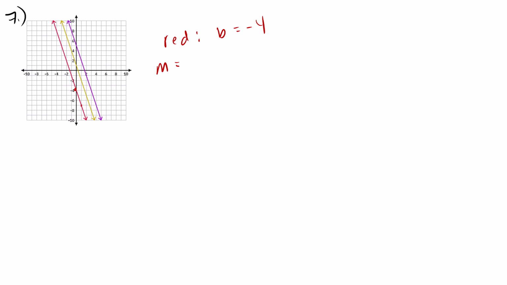Okay, so my slope is going to be rise over run. It looks like I'm coming down 1, 2, 3 and going to the right 1. So -3 over 1, or -3. So the equation for that line would be y equals -3x minus 4.